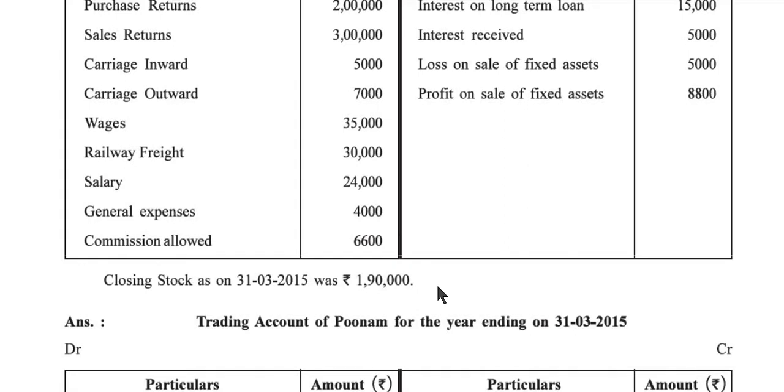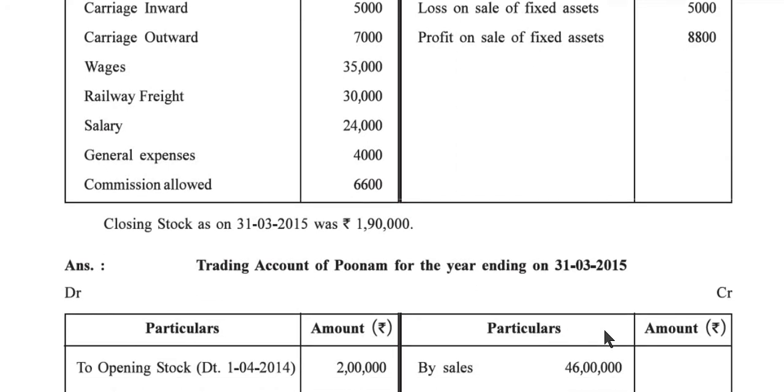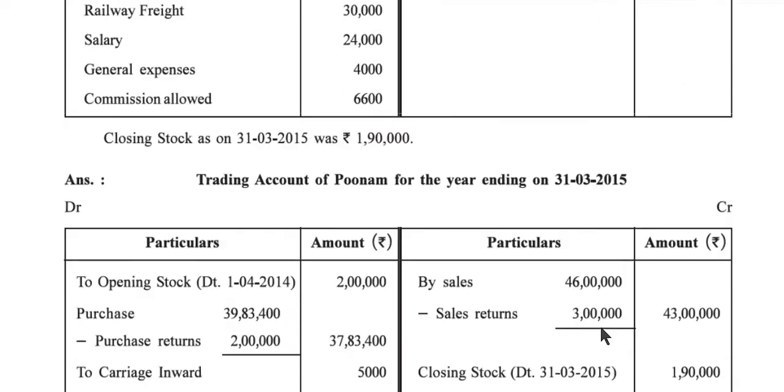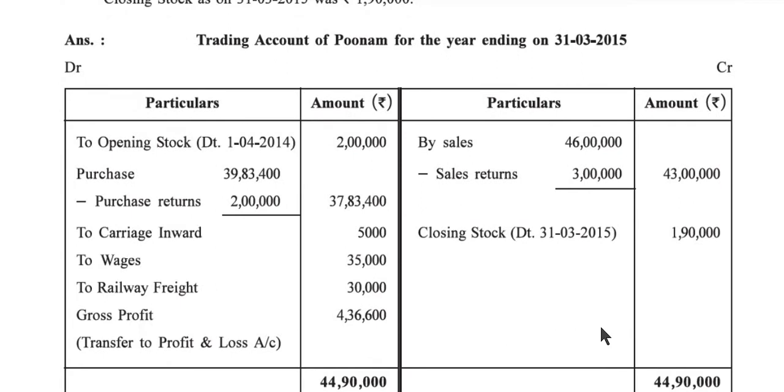First of all, we prepare the trading account of Poonam for the year ending on 31st March 2015. We know that on the trading account debit side, first of all we write the opening stock, and afterward purchase minus purchase return and all the related expenses of the purchase. And on the credit side, we have to write sales, sales return and closing stock. So let us start the trading account.